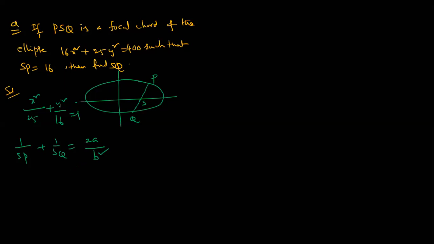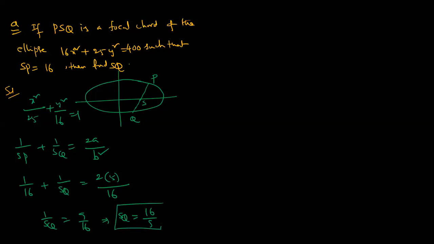Now, 1 by SP is how much? 1 by 16. 1 by SQ, that is the question. 2 into a is how much? 5 by b square means 16. So simplify. 1 by SQ is equal to 9 by 16 is coming. What they are asking, SQ, means 16 by 9.